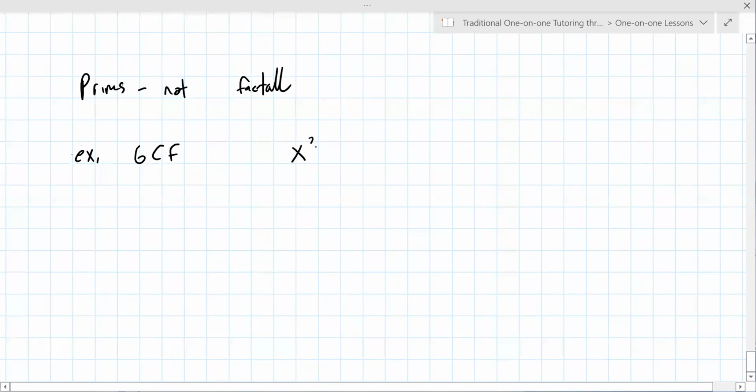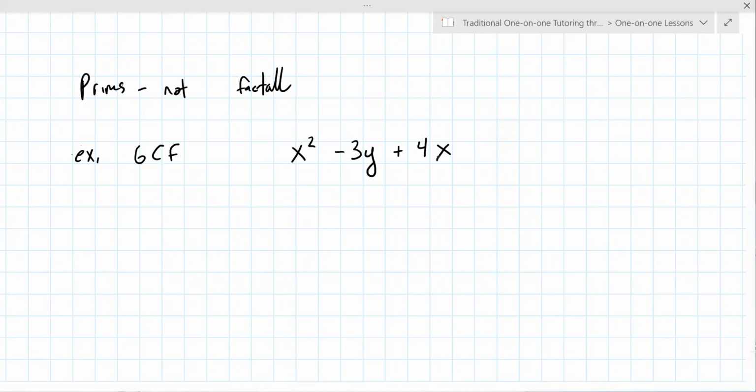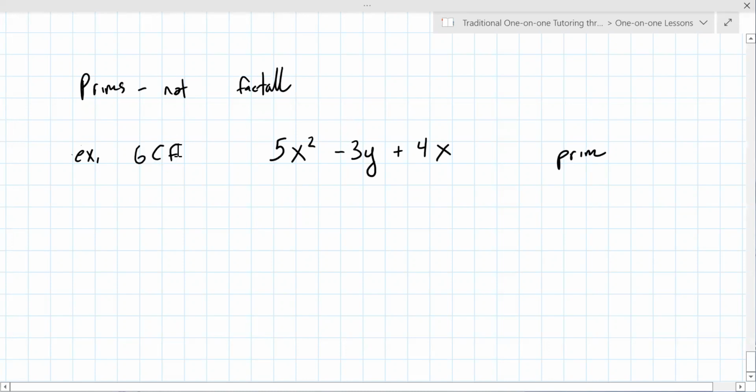Okay. X squared minus 3y plus 4x. This is not factorable. There's no GCF. So you can't factor it according to the GCF? Yes, or anything else, but I'm just picking a GCF type problem. So you can't factor x squared minus 3y plus 4x? That's right.